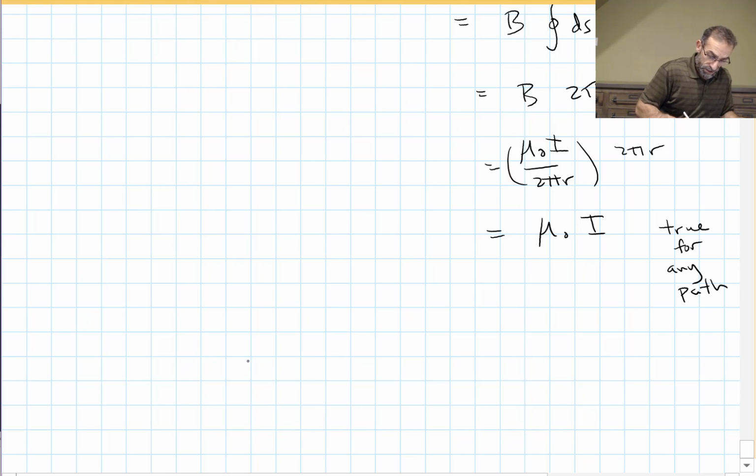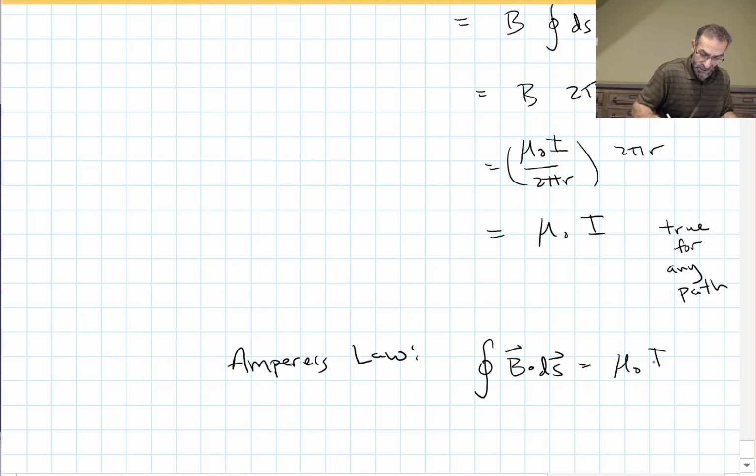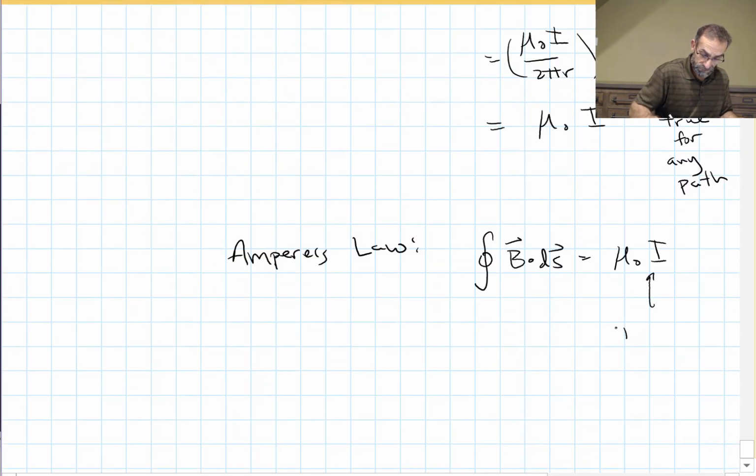Ampere's law is the integral around a closed path of B dot ds is mu naught times the I enclosed by that path. The total current enclosed by the path integral.